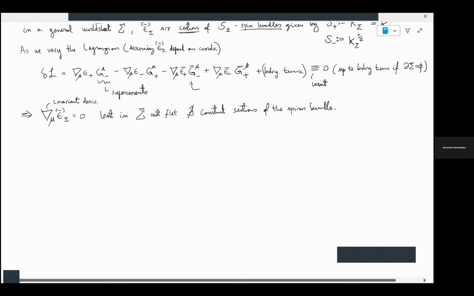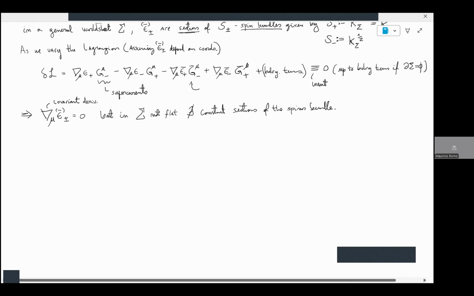Okay? Can I ask you a short question about this last statement? Yes. Is this a question about the geometry, meaning flatness, or about the topology of the spin bundle? Actually, yeah, I was also a bit loose. It's about the topology.